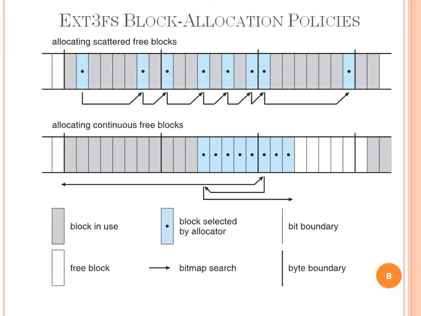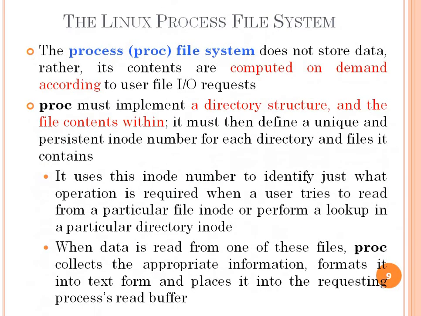So what are the block allocation policies for this ext3? We have scattered free blocks. We can see here the blocks are scattered on various memory locations, and we are making links of these memory locations as a file system. And here we have continuous free blocks. Various free blocks are taken as part of a file, and they are allocated by the allocator. So these two strategies are implemented: scattered free blocks or continuous free blocks.